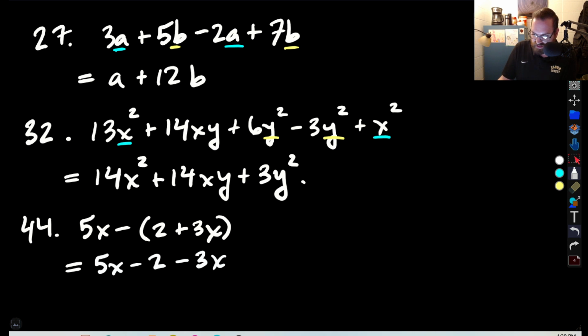And now I can go ahead and combine my like terms. I've got the x's listed right there. So this is going to be 5 minus 3 is going to be a 2x, and I'm going to subtract a 2 directly from that. Okay?